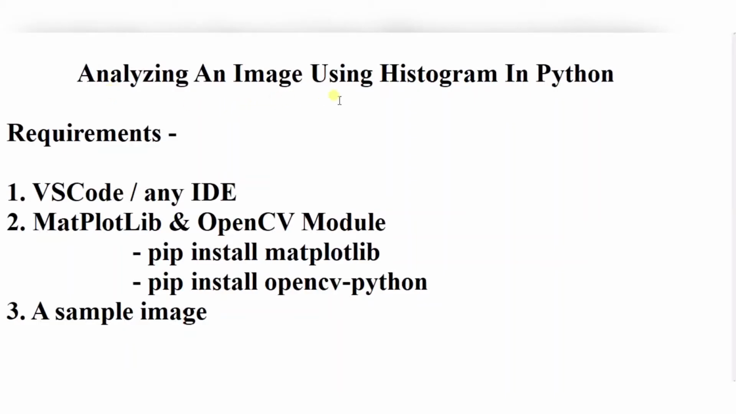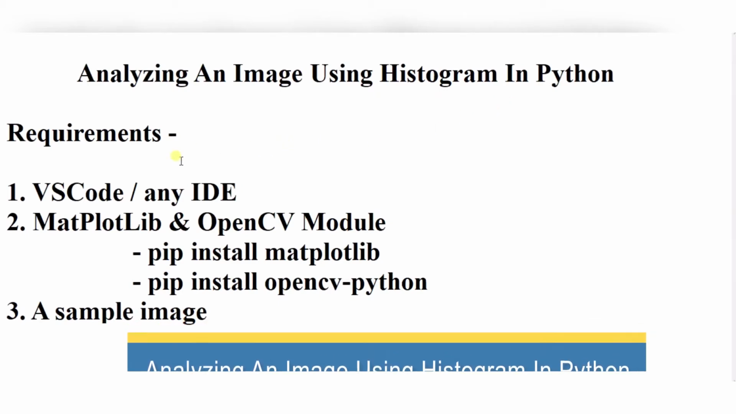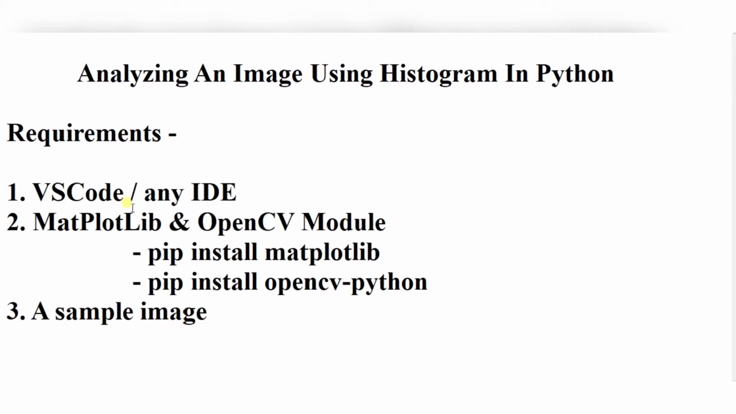Today we'll see how to analyze an image using histogram in Python. So let us begin. For this, what you need is a VS Code editor or any IDE as per your choice to run the code. The second thing is the Matplotlib library and the OpenCV module. To install these, simply type pip install matplotlib in your command prompt and pip install opencv-python in your command prompt. After it, you need a sample image.